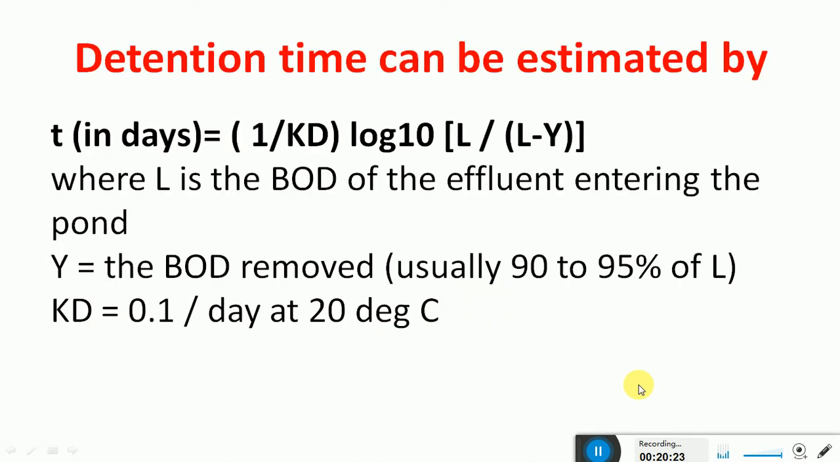So here it is usually calculated by this equation: t = 1/kd × log base 10 of L/(L − y). Here L is the BOD of the effluent entering the pond, and y is the BOD removed, usually 90 to 95% of L. kd is the deoxidation constant, which can be taken as 0.1 per day at 20 degree centigrade. So to get the detention time, we can use this equation: 1 upon kd into log base 10 of L divided by (L minus y).